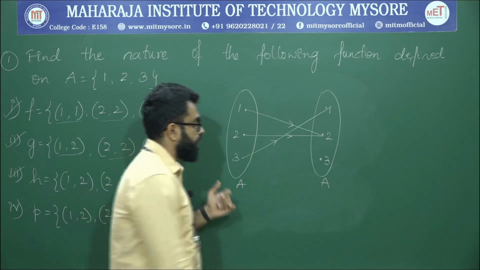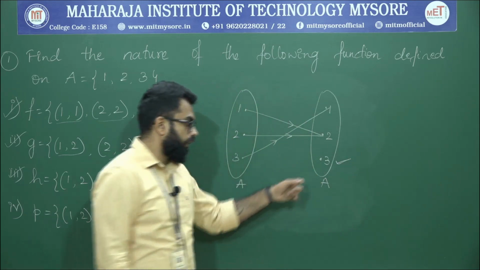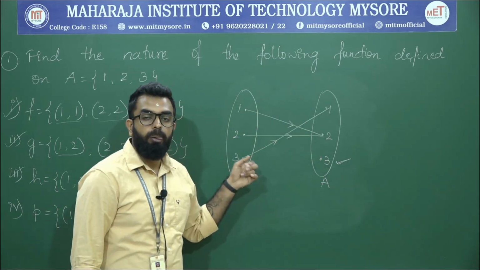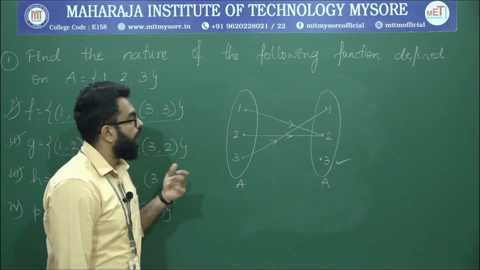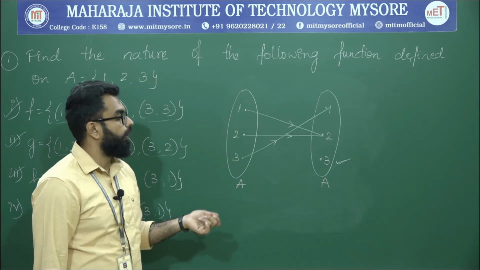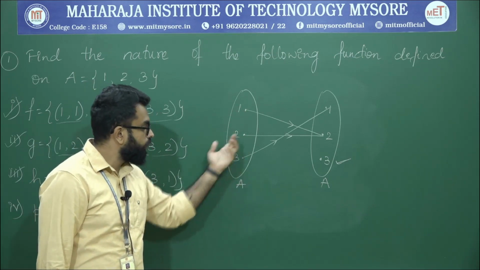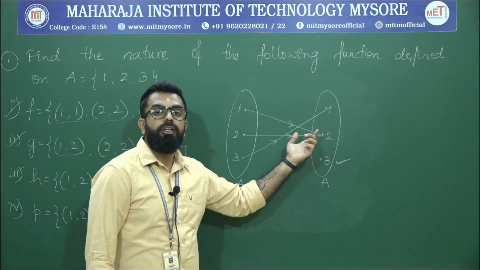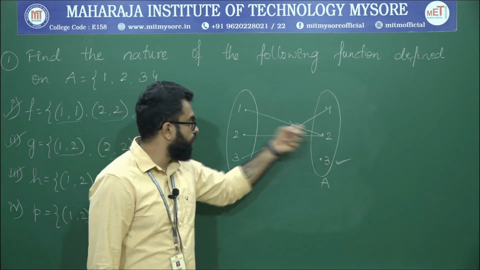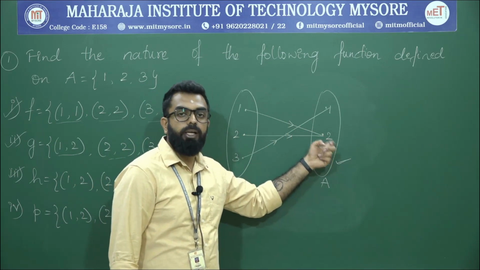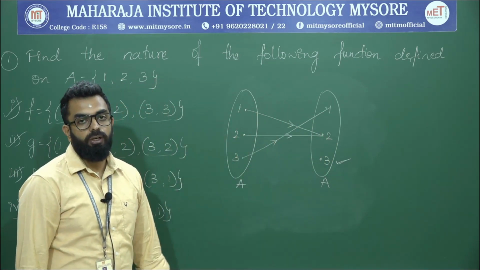But what about the case here? This 3 in the second set doesn't have a pre-image, so it cannot be onto also. And what about 1 to 1? 1 to 1 says that all the elements of this set should have different images. But what happens here? 1 has an image 2 and 2 has the image 2 itself. So this cannot be a 1 to 1 function also.